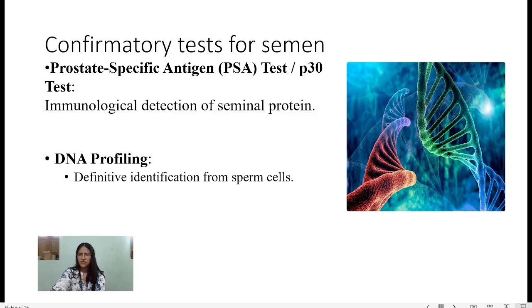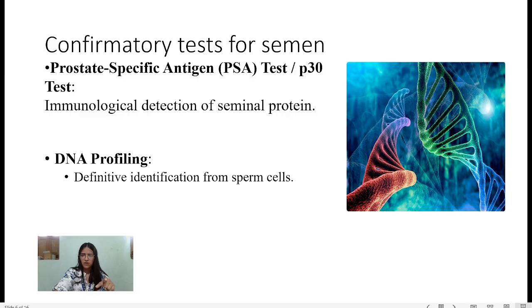So the confirmatory test of semen is the prostate specific antigen test, P30 test. So the principle of this test is PSA is also a protein. Okay, the prostate specific antigen is actually a protein produced only in the prostate gland. Prostate gland actually produces the semen, right? So this antigen is only present in semen. No other body fluids will have this prostate specific antigen.